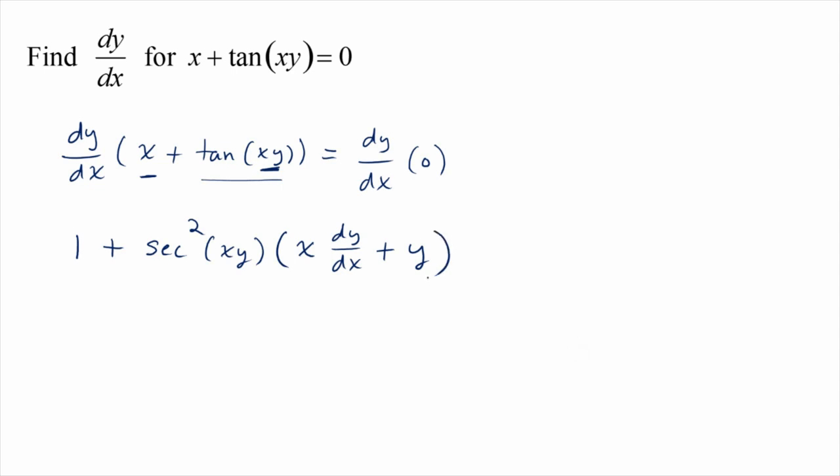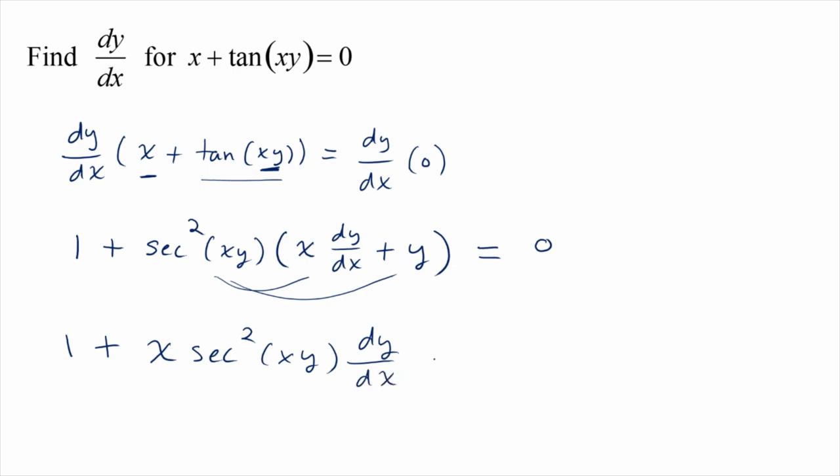And then over here on the right hand side, the derivative of 0 stays 0. What we need to do now is multiply the secant squared xy times each one of those. So that gives us 1 plus x secant squared xy dy/dx plus y times secant squared xy, and that is equal to 0, and we only have one term containing dy/dx, this term right here.